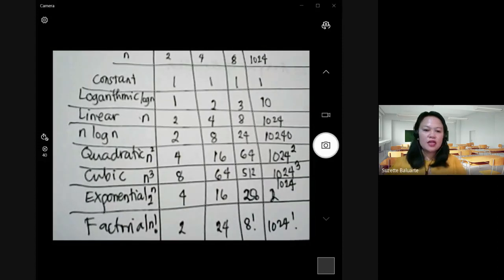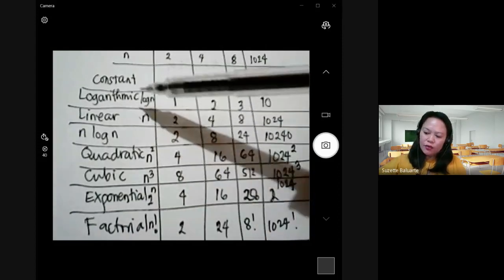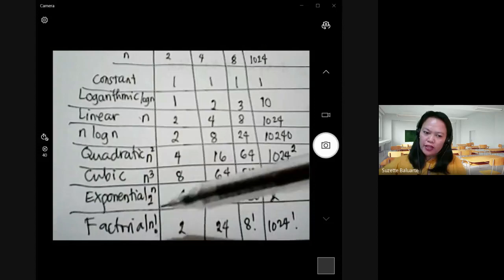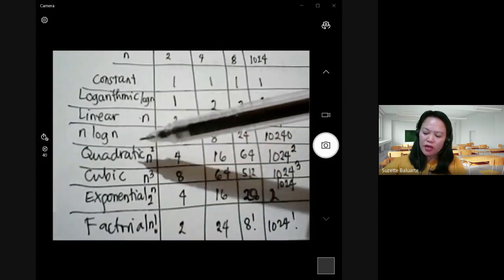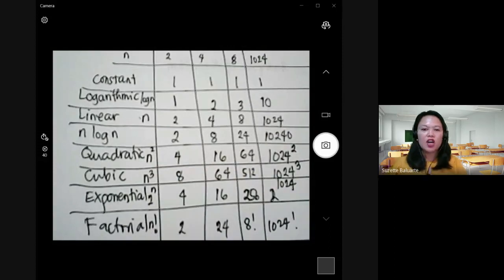So, these are actually how we determine the common complexity classes. But what we're going to prove later in the recursion is this one: the log n, the n squared, the n cubed, depending on the given. Okay? So, going back to our presentation.